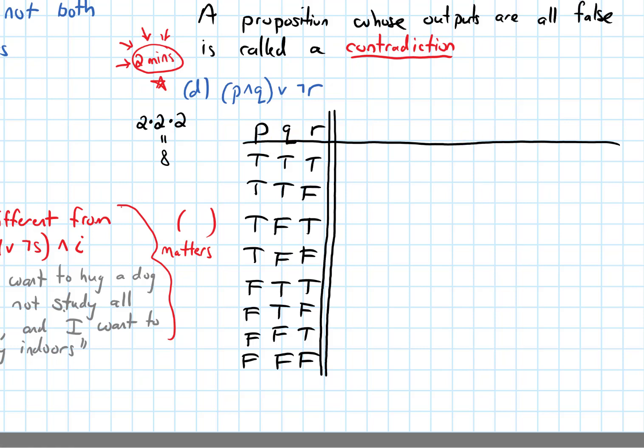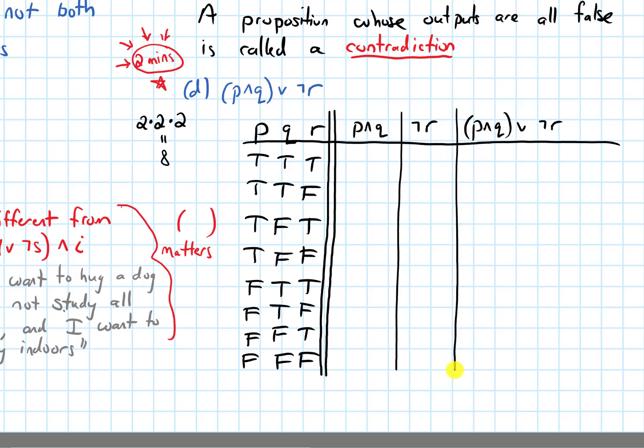Let's finish it out. Okay, so I need to put P and Q. I'll need a column for not R. And then I'll have to combine those and have P and Q or not R. So let's separate those with just single bars. For P and Q, for this to be true, I need both P and Q to be true. So that happens in the top row and the second row, but I think that's it. So the rest of these are false.